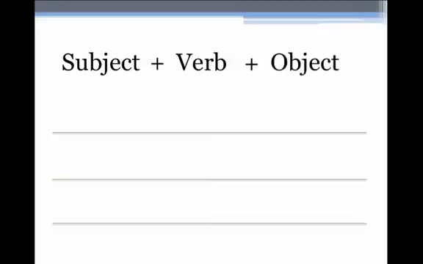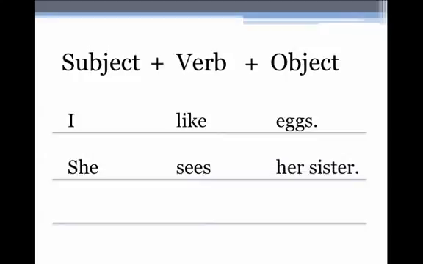The next pattern is subject plus verb plus object. This is what we just studied. I like eggs. In this sentence, we have a subject, I, a verb, like, and an object, eggs. She sees her sister. He is reading a book. These all have the same structure: subject, verb, object.